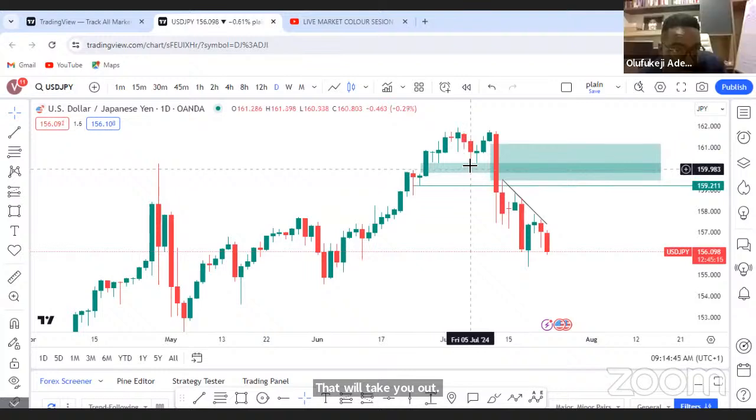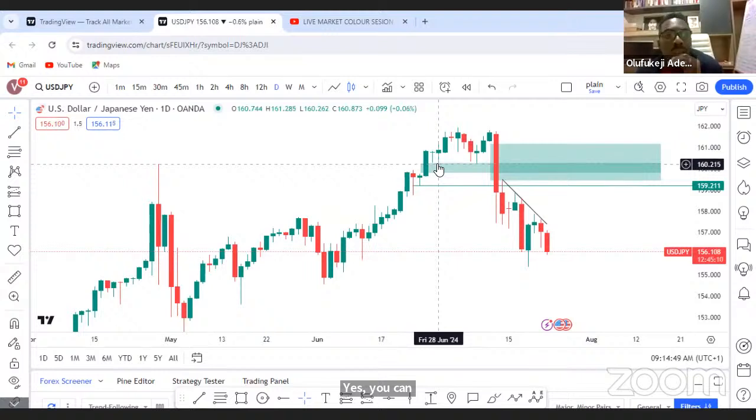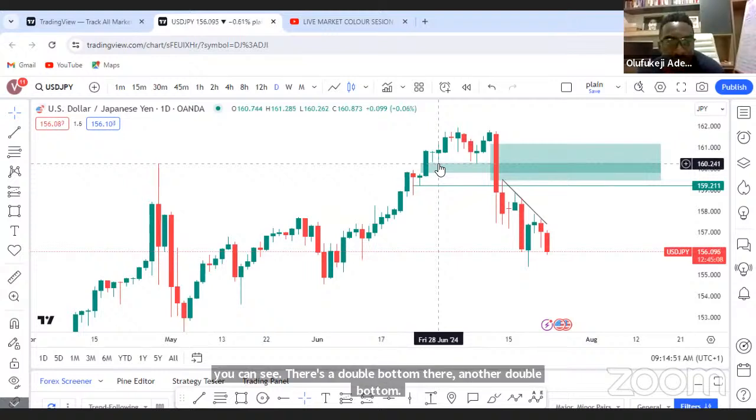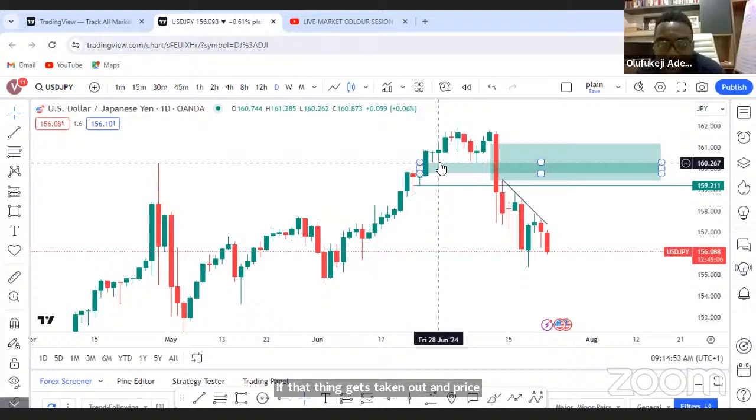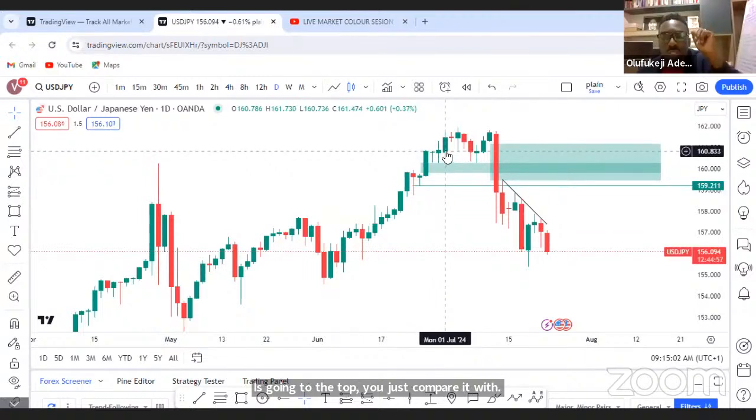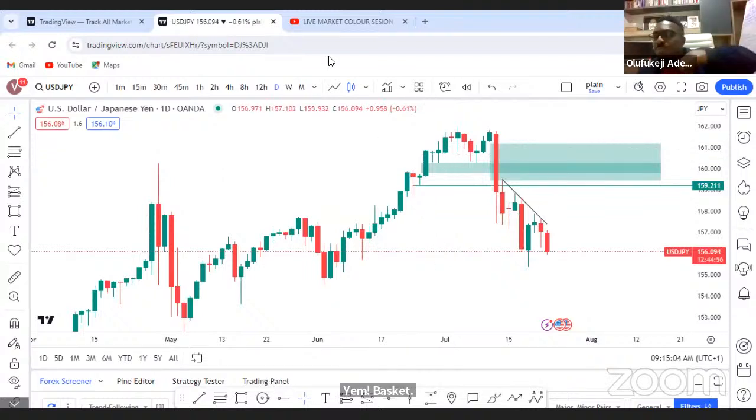Yes, you can see there's a double bottom there, another double bottom. If that thing gets taken out and price closes above it significantly, that's a box pattern failure. It's going to the top. You just compare it with the yen basket and gold, and that means price is busting through USD JPY. Where is it going to?